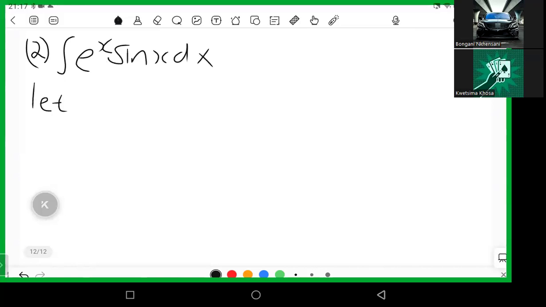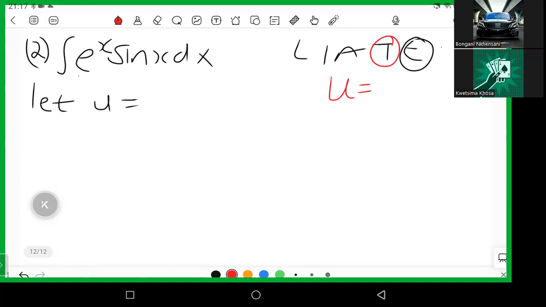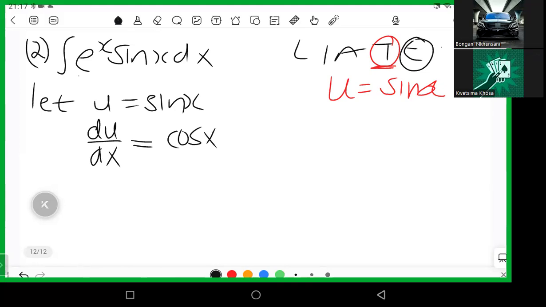So here you're going to let u be, you go to the acronym again, you check exponential is the last one, and then trigonometric follows exponential. So we're going to let u be sine x because it starts first. Then we differentiate with respect to x, we'll get cosine x, and then you make the du subject of the formula, so you will do cross multiplication. So du will be equal to cosine x times dx.